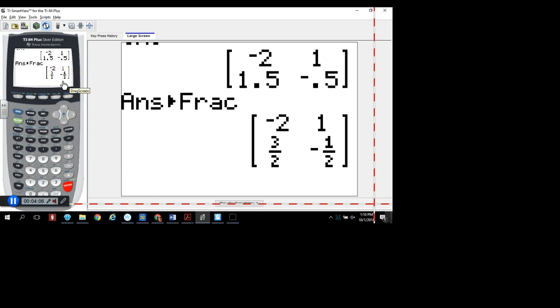So knowing how to enter things into the calculator is super helpful, especially to do a 3 by 3, so that you can go ahead and solve 3 by 3 systems. Let me know if you have any questions.